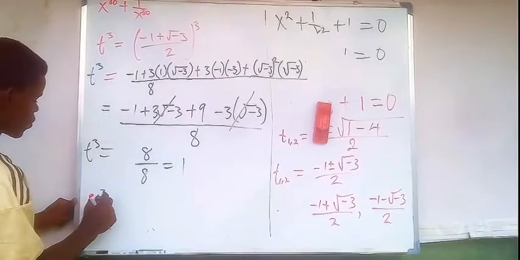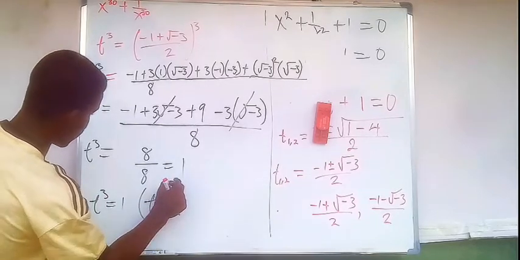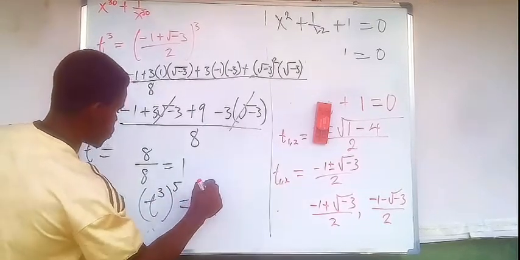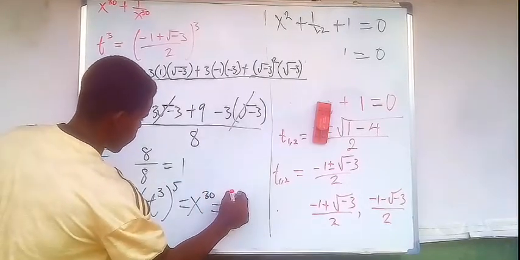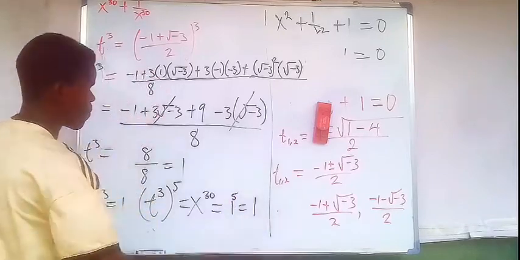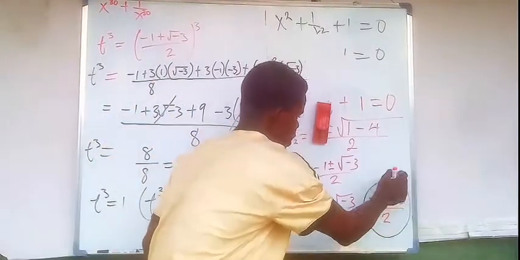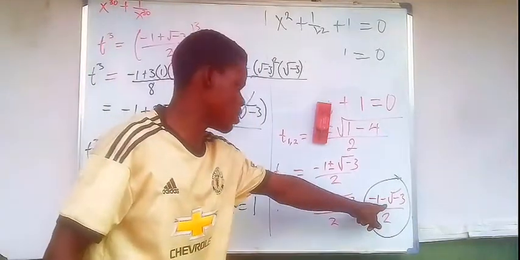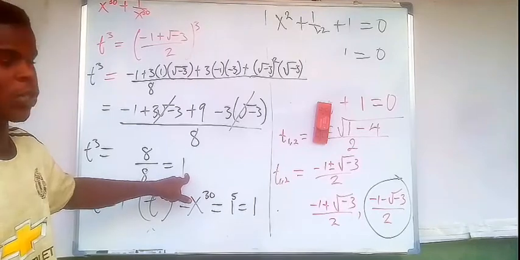So if t to the third degree is equal to 1, that simply means that t to the third degree raised to power 5, which is the same thing as x to the 30th degree, is equal to 1 to the power 5, which is equal to 1. Now I want you to go ahead and solve for this other one here. When this is negative, you will still observe that the result will be 1. That's what you will get.